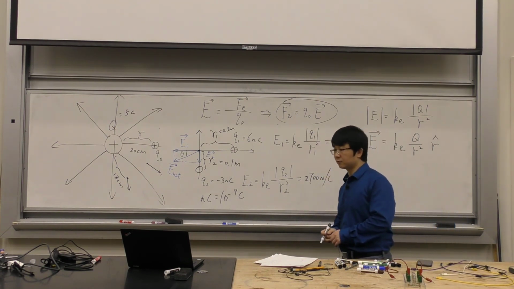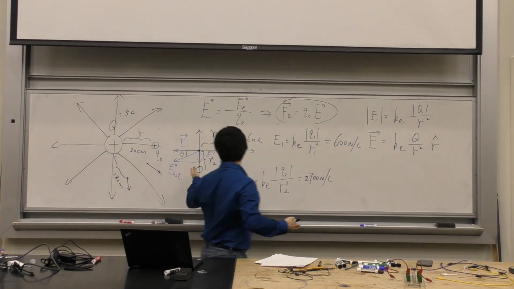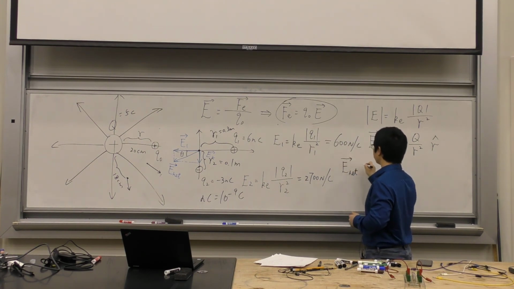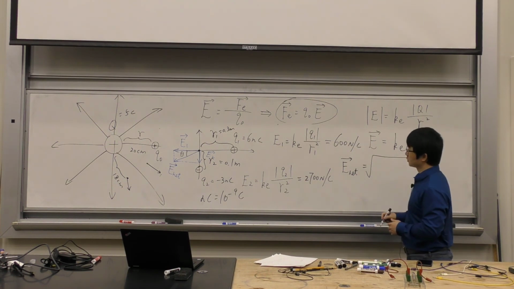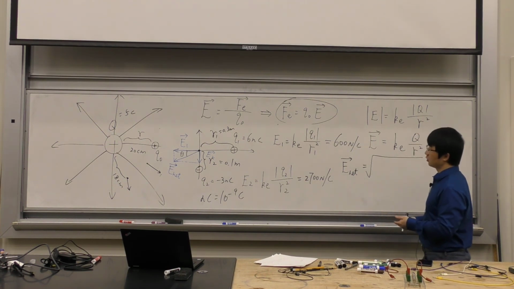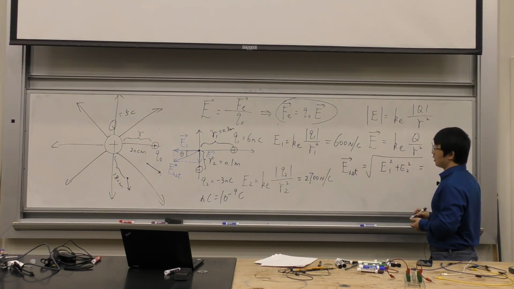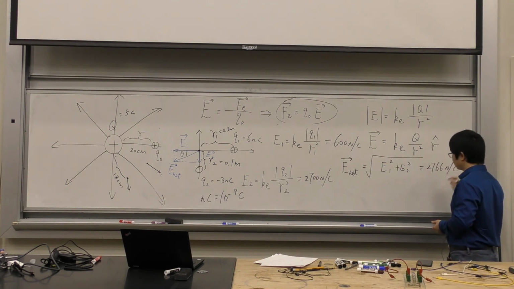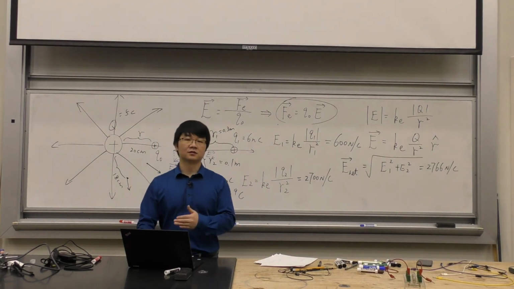2,700 newtons per coulomb. Now we can combine them. They're already x and y components, right? So the E net from this diagram, you draw this diagram, you know what to do, right? You don't need to remember a lot of conclusions. Well, it's just going to be x squared plus y squared. In this case, it's just going to be E1 squared plus E2 squared and the square root. That's going to give me 2,766 newtons per coulomb. So that's the magnitude of this net electric field.